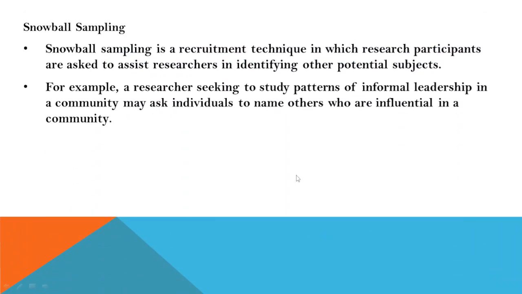The fourth type of non-probability sampling is snowball. Snowball sampling is a recruitment technique in which research participants are asked to assist researchers in identifying other potential subjects. For example, a researcher seeking to study patterns of information leadership in a community may ask individuals to name others who are influential in the community. Therefore, this type of sampling is known as snowball, which is non-probability sampling.